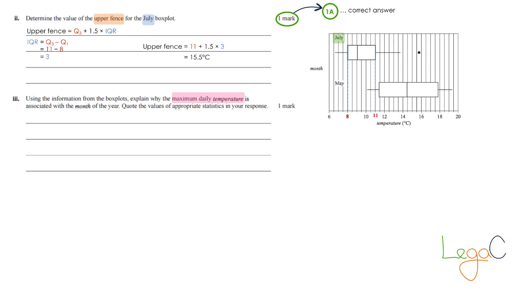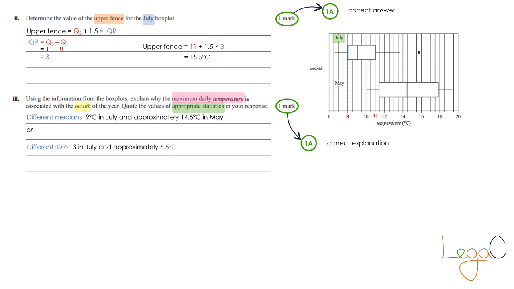In part 3I, we are asked to use the information from the box plots to explain why the maximum daily temperature is associated with the month of the year. Quote the values of appropriate statistics in your response. This question is worth 1 mark, which is going to be an answer mark for a correct explanation. A correct explanation would include either the fact that there are different medians, 9 degrees Celsius in July and approximately 14.5 degrees Celsius in May, or different IQRs, 3 in July and approximately 6.5 degrees Celsius in May.